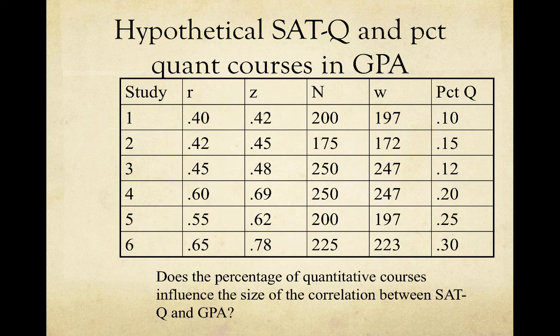You can see in the first study, we've got 200 people in the study. The correlation between GPA and SAT quant is 0.4, and 10% of this group's classes were quantitative. And down at the bottom, we have a correlation of 0.65, and 30% of their classes were quantitative. So what we're going to try and see is, is there an association between the observed effect size and the percentage of classes that are quantitative.